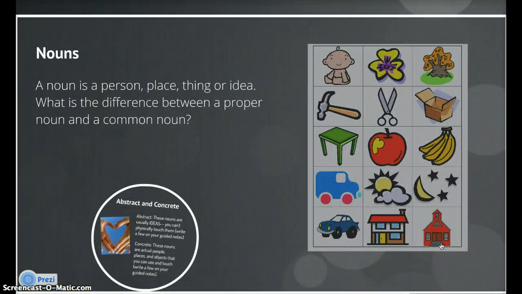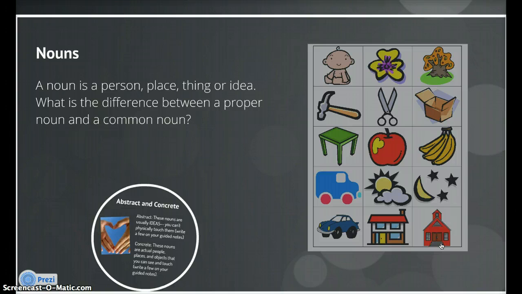Go ahead and look on your guided notes at the section marked nouns. A noun is a person, place, thing, or idea. These are things that you've been talking about since kindergarten. If you look at the picture on the right, it shows different things, different places, one person, the baby at the top. There's a big difference between proper nouns and common nouns.